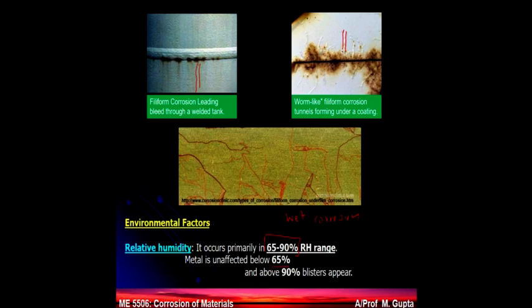Unaffected below 65%. I told you that the range or the transition between dry and wet falls somewhere between 60 to 65%, and here is one more evidence that this type of corrosion takes place when the humidity levels are more than 65%. Below that it will not happen, and beyond that you will expect very big blisters, but not the filaments. So it's a very special case of crevice corrosion.